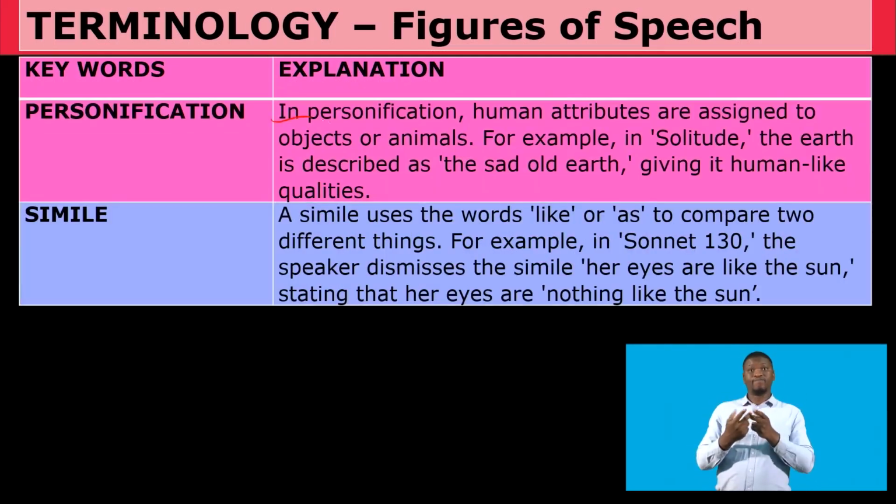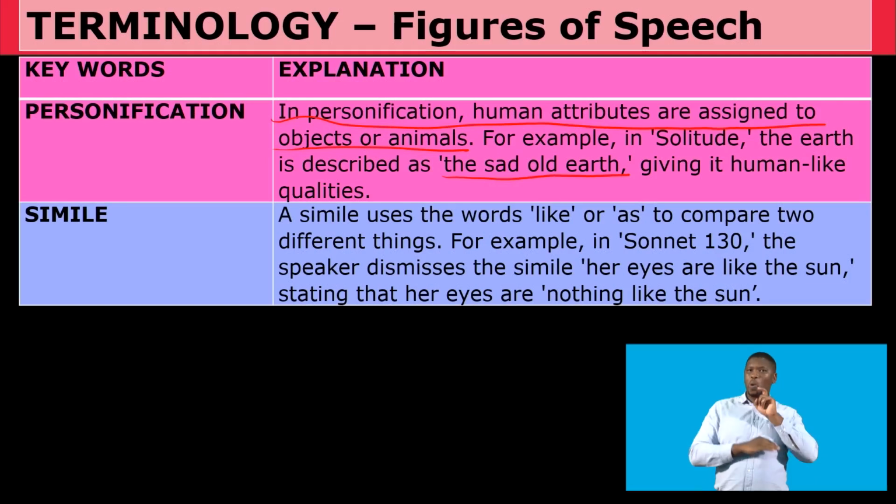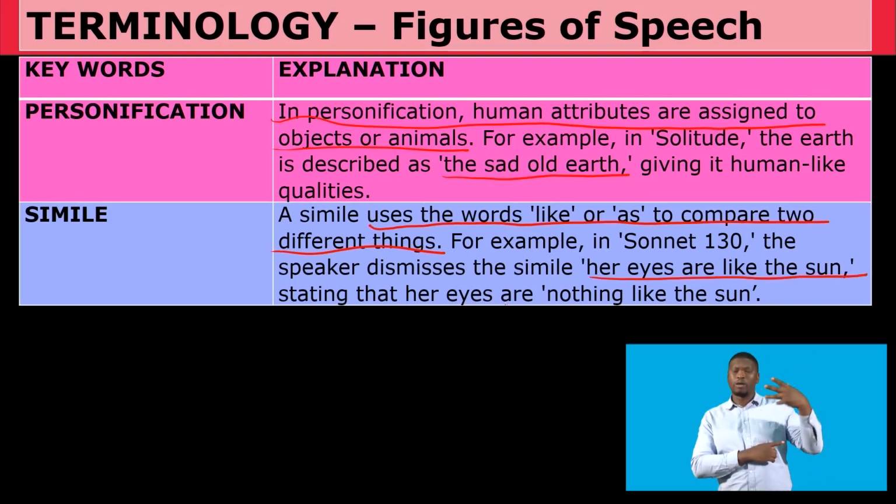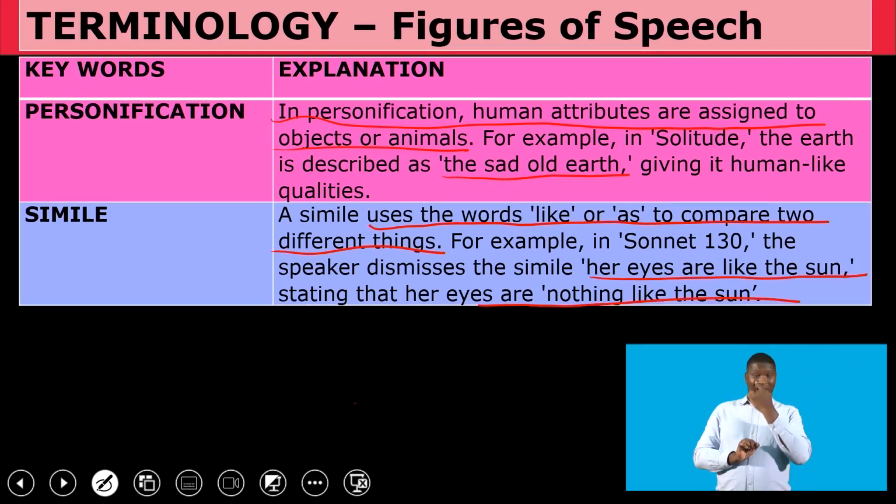Personification. In personification, human attributes are assigned to objects or animals. In Solitude, the earth is described as the sad old earth. Simile. A simile uses the words like or as to compare two different things. For example, in Sonnet 130, the speaker dismisses the simile, her eyes are like the sun, by stating her eyes are nothing like the sun.